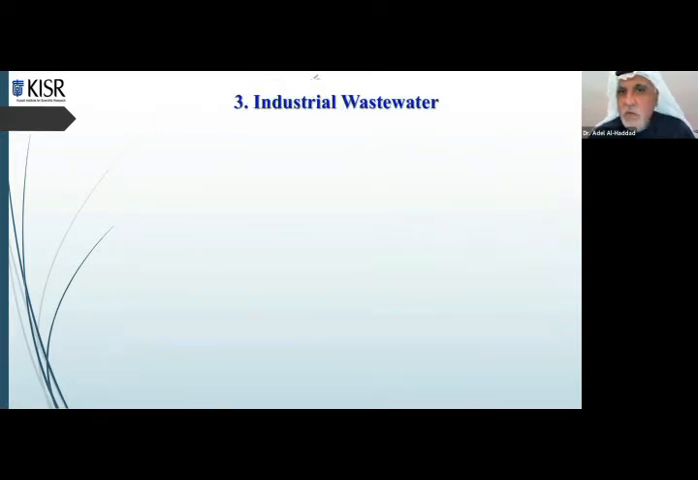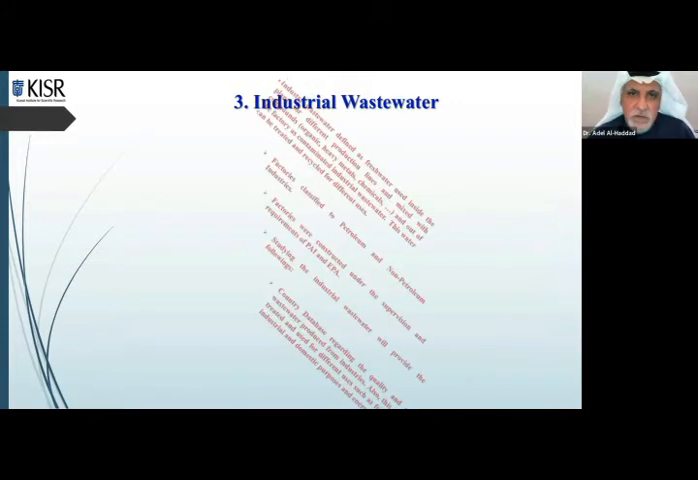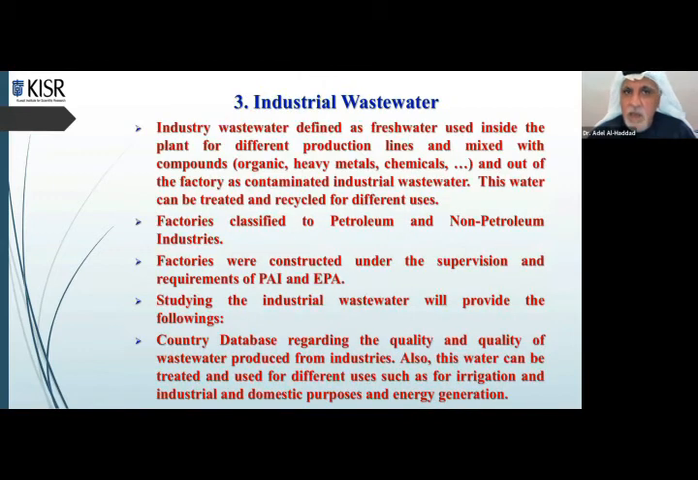If I go to the third branch of wastewater, which is industry wastewater, simply to define it, it is fresh water used in the plant for different production lines. Usually the fresh water is mixed with different compounds: organic, heavy metals, chemicals, and other things. So it becomes contaminated industry wastewater. This water can be treated and recycled, or sometimes without treatment it can be reused, okay?